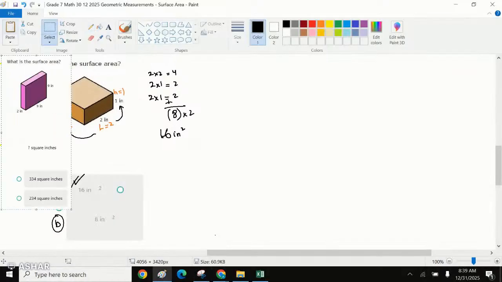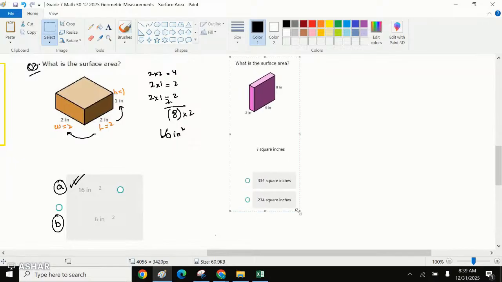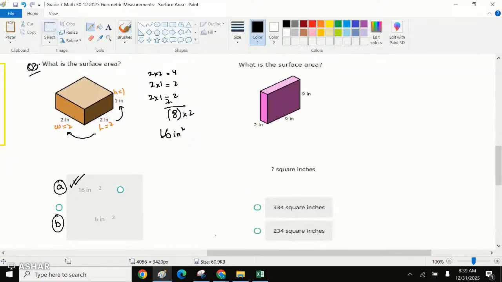Okay, so question number 4 says we have these two options. Option number A and option number B. This is question number 4 from the test. Can we find the answer? The dimensions are given as 2, 9, and 9. Okay, let's find the answer.